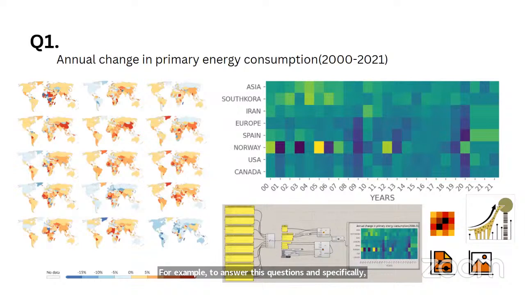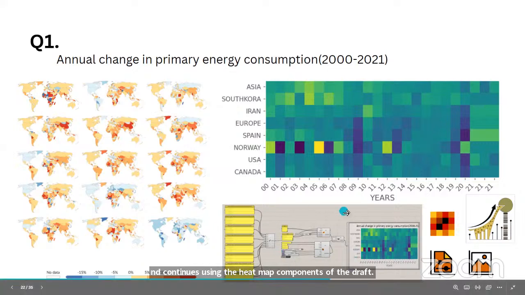So therefore, I created this heat map to identify and compare the data I had, the primary energy consumption trends in various countries and continents, using the heat map components of the Giraffe plugin. As you can see, the codes here and logos of the components here.